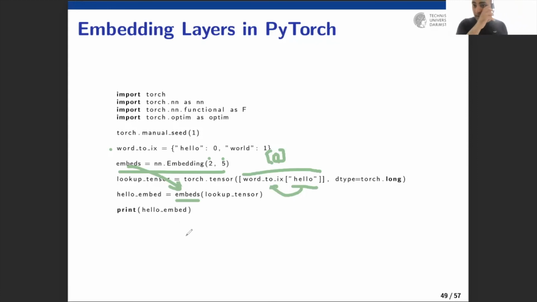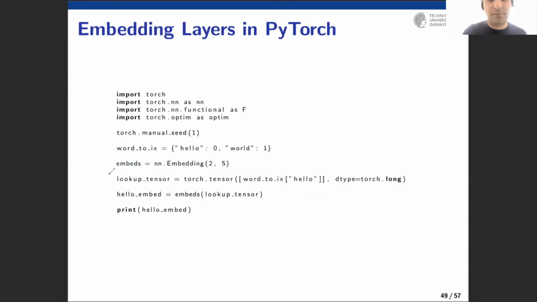Okay, if you run this, it is more or less like random initialization. When you call this embedding module from PyTorch, it randomly initializes its parameters. So the values of the vectors that we get for the hello embedding are totally random.